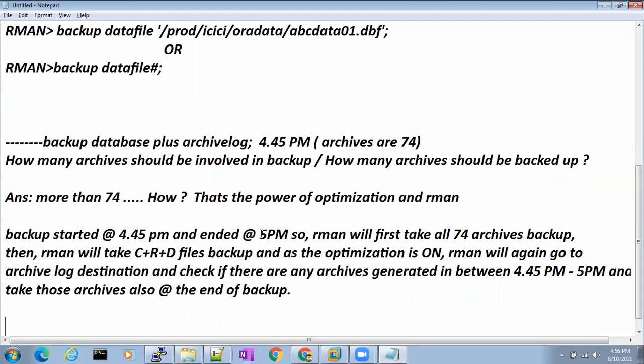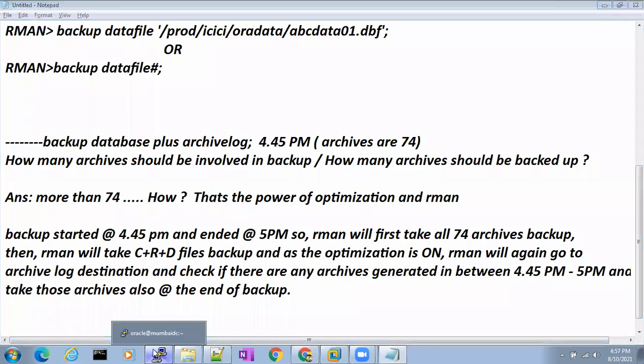So when RMAN runs this command, backup database plus archivelog, it knows that it is going to end at 5 p.m. RMAN knows that it is at the ending of the backup now. So at the end, it will again go back to the archive log and check again, are there any archives that are generated in between 4:45 and 5 p.m., and it will include those archives also in the backup.